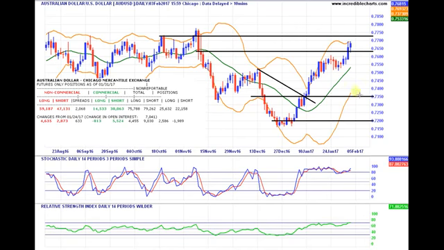So I'm going to put 73.50 as my first target here, although obviously if prices do come down, I'll be watching them as they come down towards 74 as well. So we'll just see how things develop.